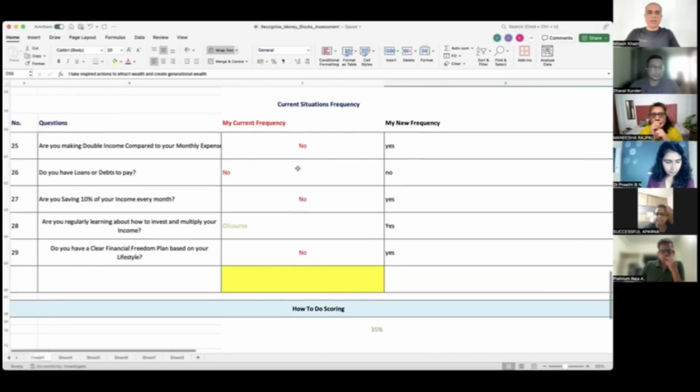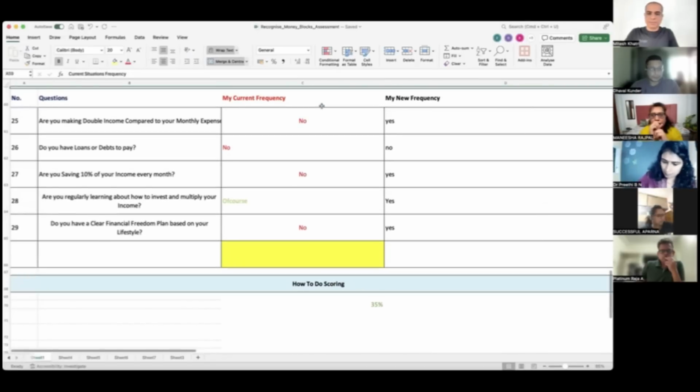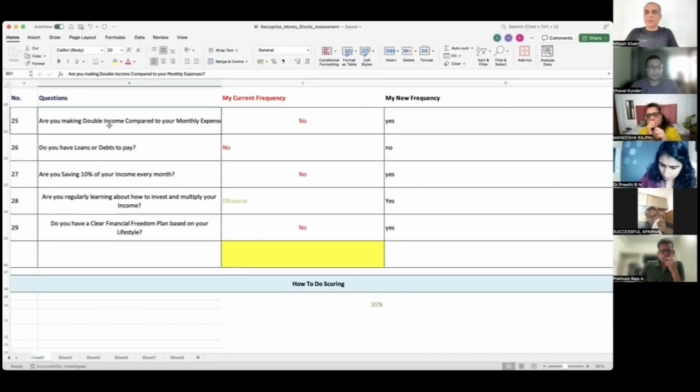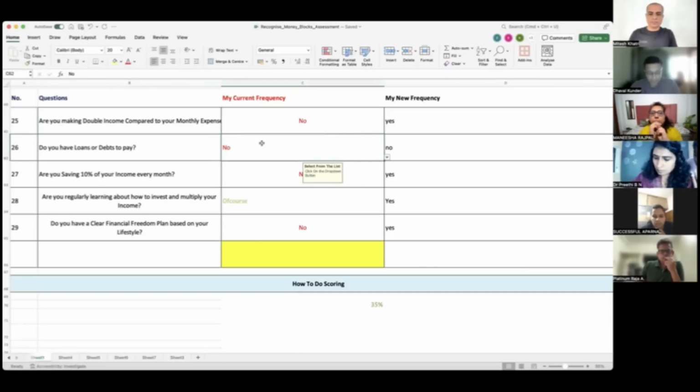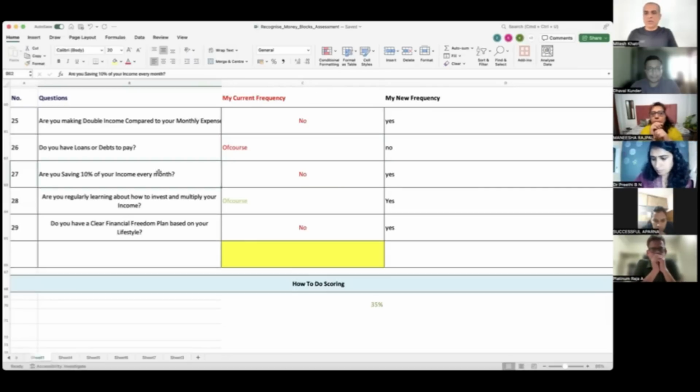This is your current situation's frequency. Are you making double income compared to your monthly expenses right now? No. Do you have loans or debts? Yes. Are you saving 10% of your income every month? Doesn't matter how much money you're making. No, I'm not able to.